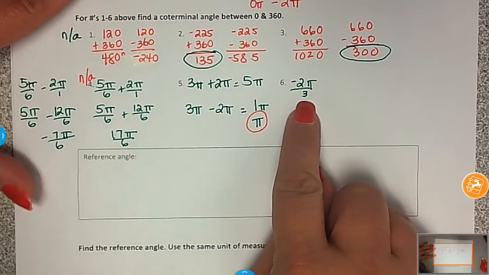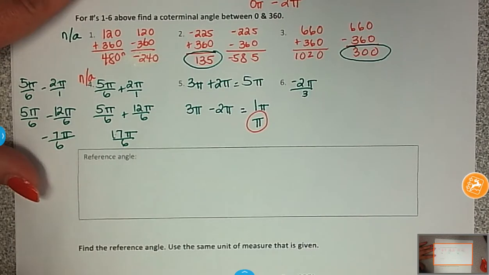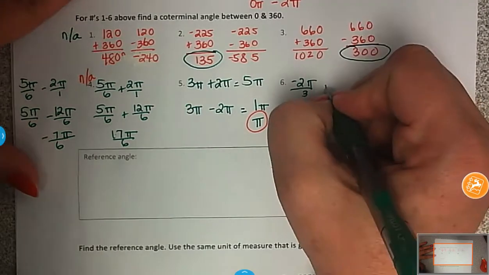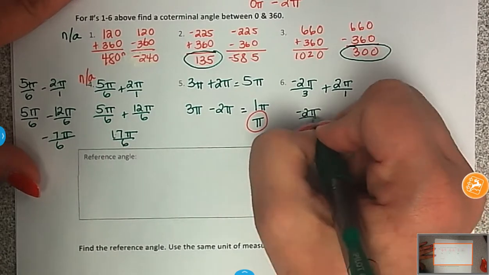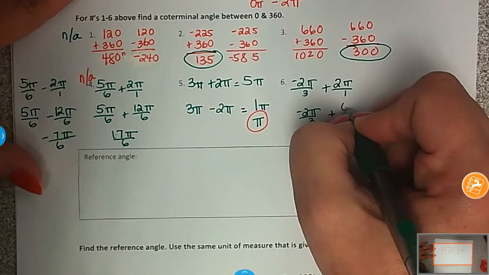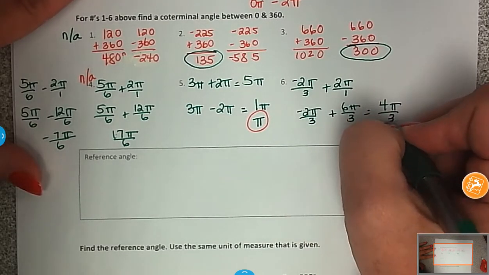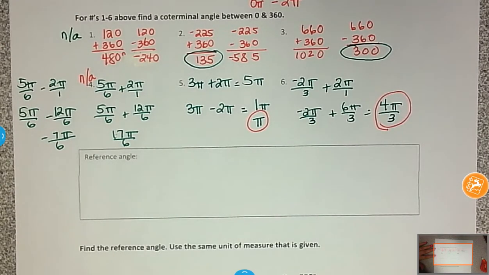Okay, so now for number 6, should I add 2 pi to that or subtract 2 pi so that I get something that is between 0 and 2 pi for my answer? Well, if I take a negative and subtract, I'm going to get another negative answer. So I don't want to do that. I'm going to add 2 pi to this. My common denominator will be a 3. So 4 pi over 3 is my coterminal that is between 0 and 360.